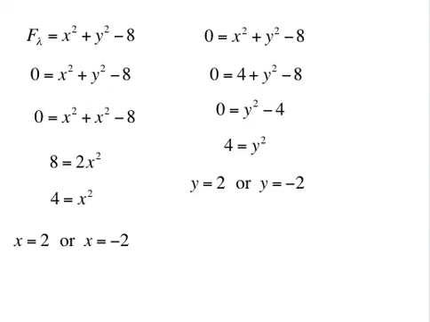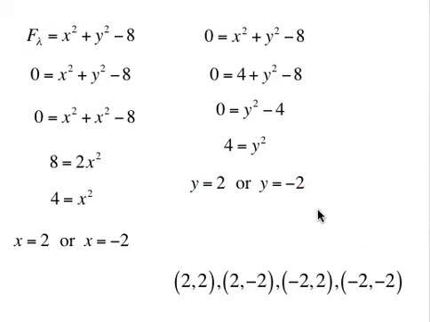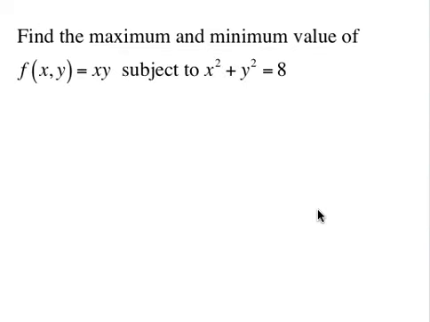How many different points of interest do we have? x is 2, y is 2. x is 2, y is negative 2. x is negative 2, y is 2. x is negative 2, y is negative 2. 4 different points for us to test. And we'll determine which ones yield the max and which ones yield the minimum.